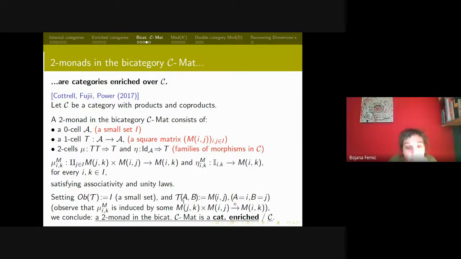Because tau of AB is Mij, it was an object of C. So hom sets are objects of C, and the morphisms are actually given by these morphisms, which are morphisms in C, right? Because these mu's were so, and so on, okay? So we recover that the two monads in the bicategory CMAT are indeed categories enriched over C.